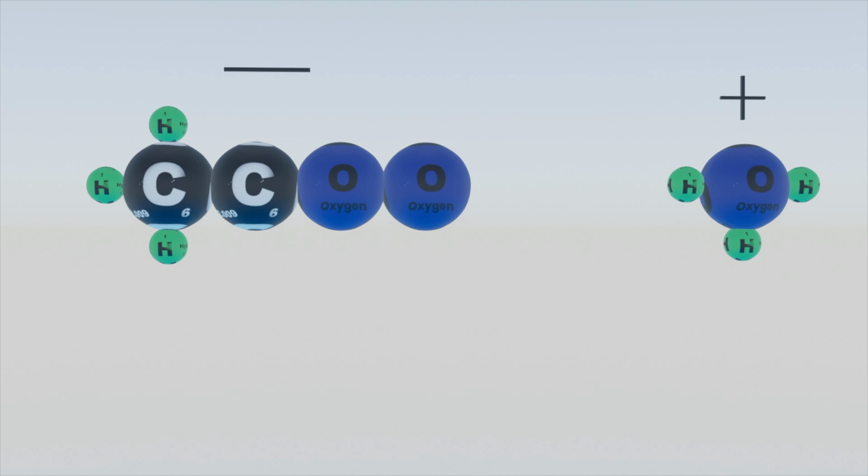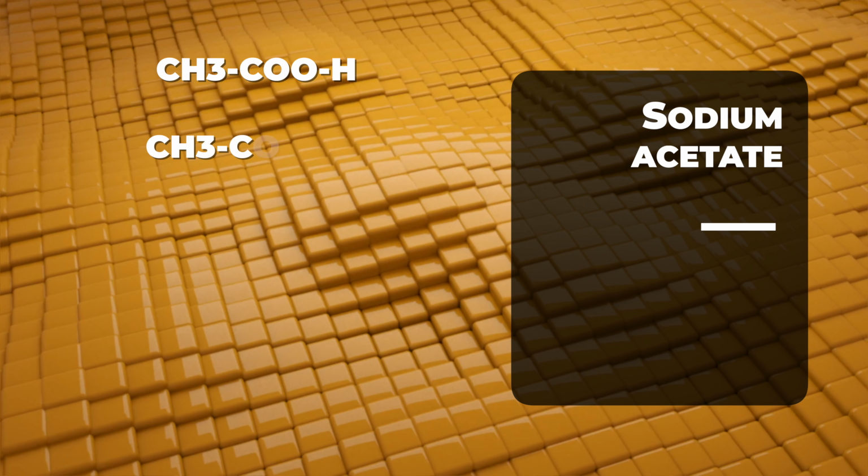When acetic acid and its corresponding salt, sodium acetate, are mixed together, they form a buffer solution that resists changes in pH. The pH of the buffer solution depends on the ratio of acetic acid to acetate ions. Sodium acetate is the salt of acetic acid, and it can dissociate in water to produce sodium ions and acetate ions.